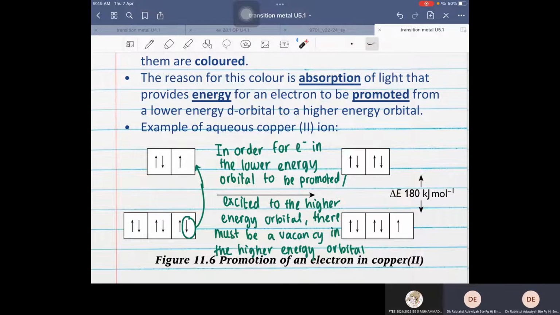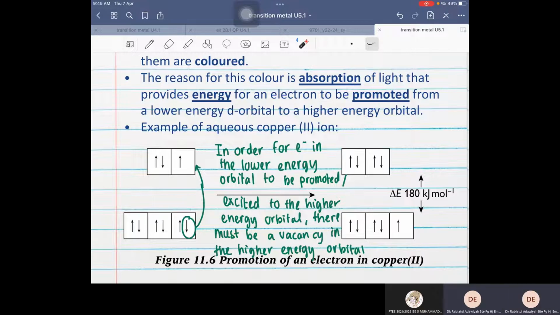So as mentioned earlier, the gap between the high energy and the low energy d orbital is represented as delta E. Sometimes it's called the splitting energy. Okay? So it takes 180 kilojoules per mole of energy to promote or excite the electron from the lower energy level. It can be any electron actually, right? Any one out of the 6. And then when you promote it to the higher energy level, it can sit anywhere that has a vacancy or that has a space. Okay, so what does that have to do with colors?